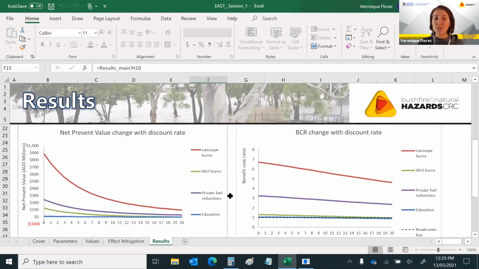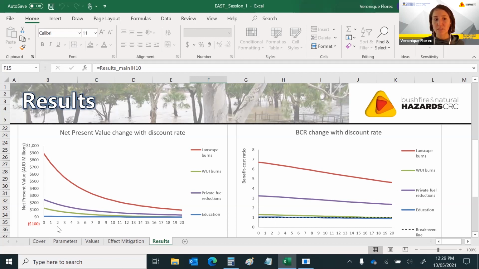After we do this, we'll stop here. We'll just open the sensitivity analysis so you can look at it, and we'll start with it in the next session. Here you see the results in red for the landscape burns, and this curve is basically telling us what the net present value is for different discount rates.